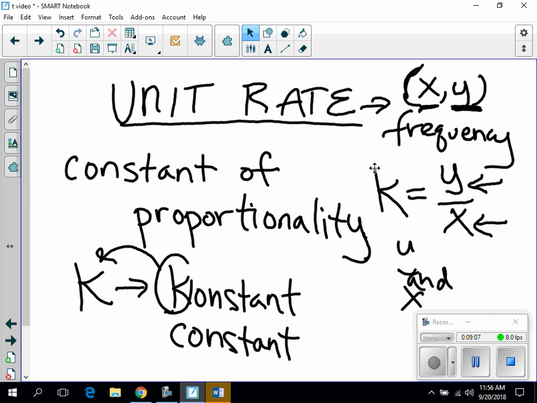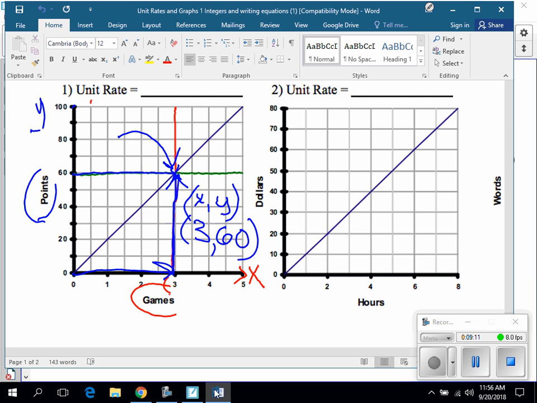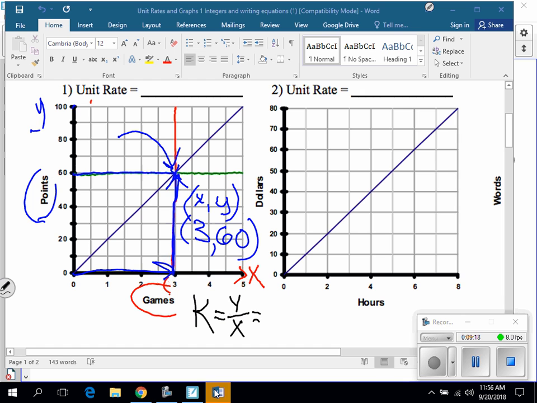Let's go back to our grid. So we'll record the unit rate formula as k equals y divided by x. Then what we're going to do is look at what the y value was in our chosen coordinate. So we chose (3, 60) and the y value is 60. So I'm going to plug in 60 for the numerator. In the denominator, I'm going to plug in 3 because the x value is 3.